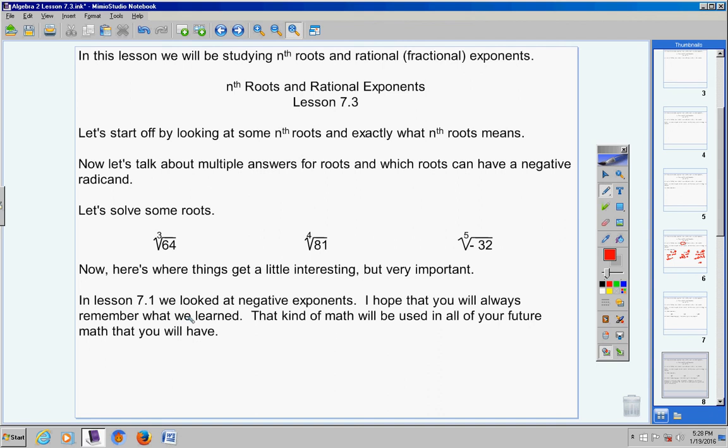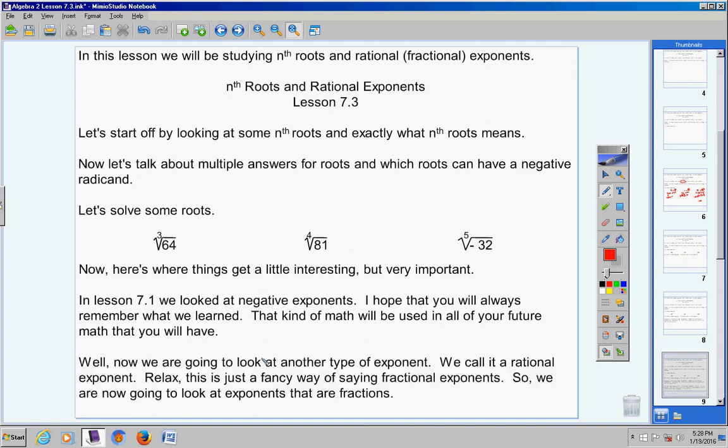In lesson 7.1, we looked at negative exponents, and I hope that you will always remember what we learned about negative exponents. That kind of math will be used in all of your future math. Trust me, okay? Well, now, we're going to look at another type of exponent. So lesson 7.1, we looked at negative exponents. Now we're going to look at rational exponents, okay? Relax. This is just a fancy way of saying fractional exponents.